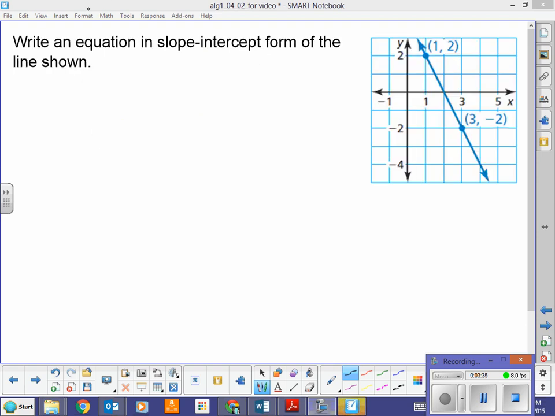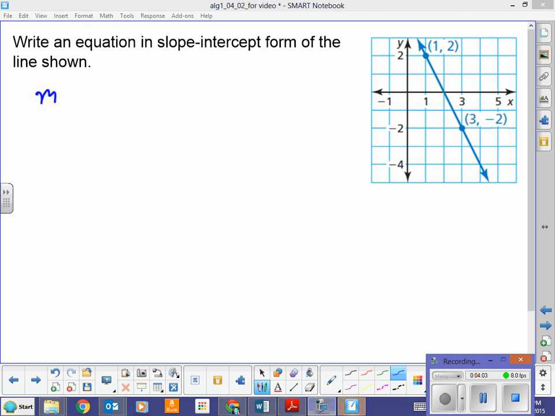It says to write an equation in slope-intercept form of the line shown. Now yesterday, or in the previous video, we practiced looking at graphs, and we had 2 points. We have to still calculate a slope, but we don't have the y-intercept this time. So we're going to have to use point-slope form. Because we have a couple points we can use. Slope we have to calculate still.